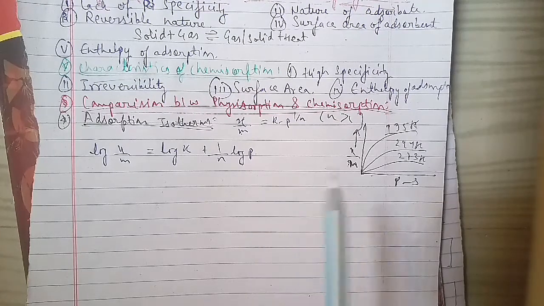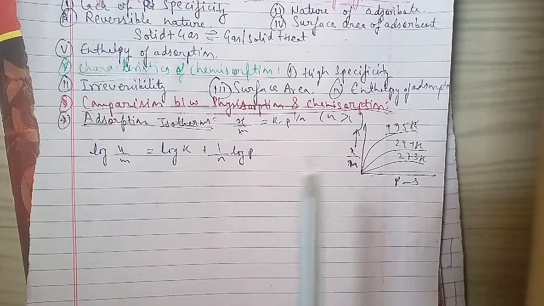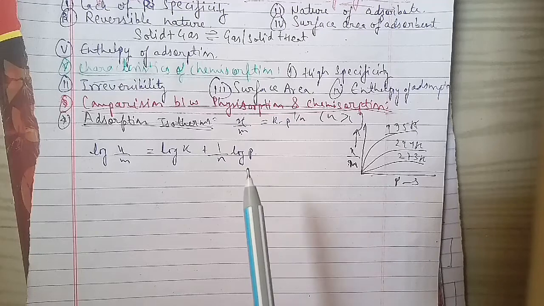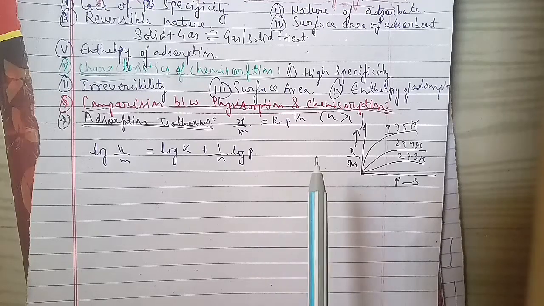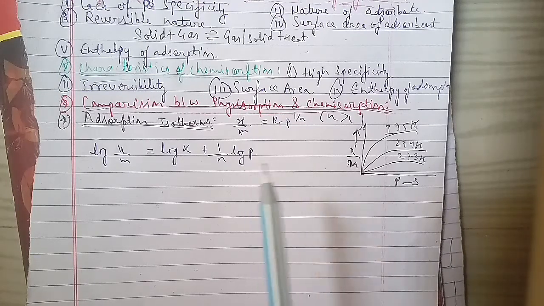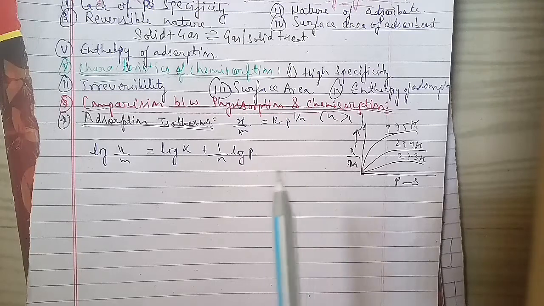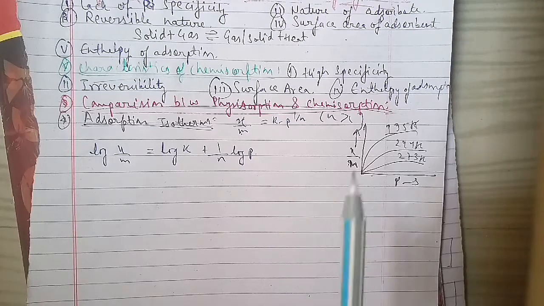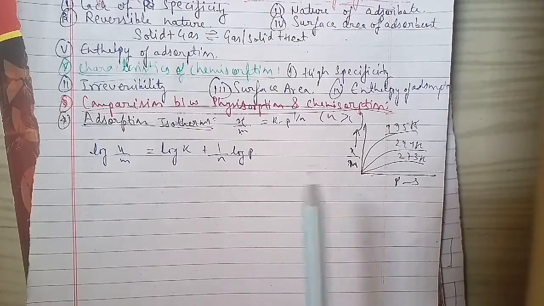The Freundlich isotherm explains the behavior of adsorption in an approximate manner, and the factor 1/n can have values between 0 and 1, with a probable range of 0.1 to 0.5. Thus the equation holds good over a limited range of pressure, and that will be represented here.